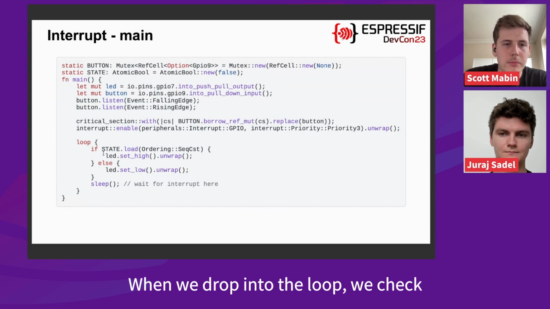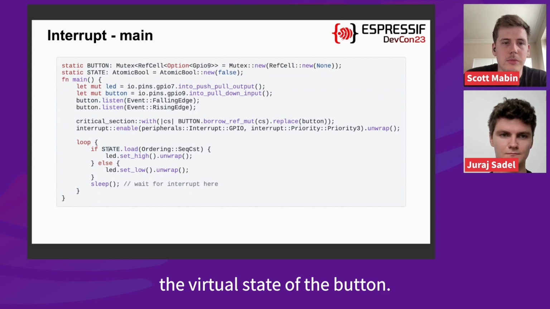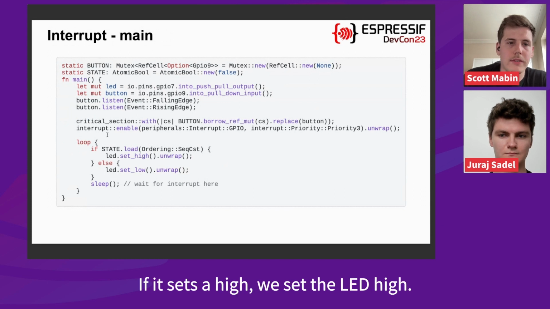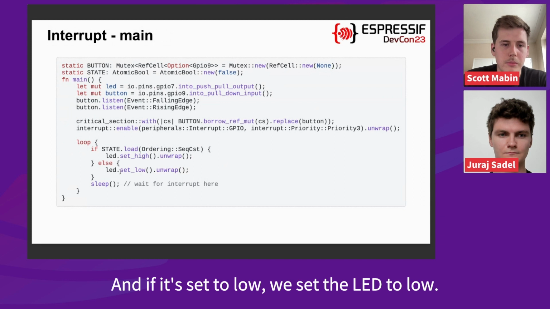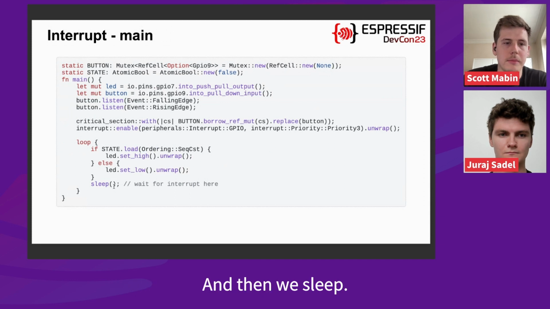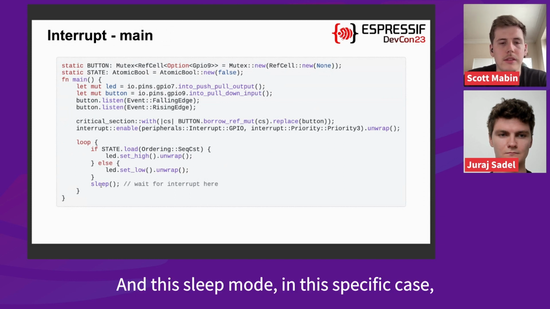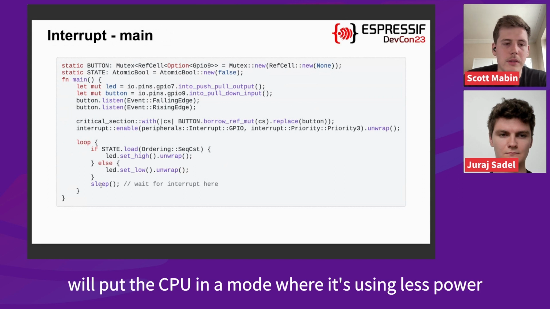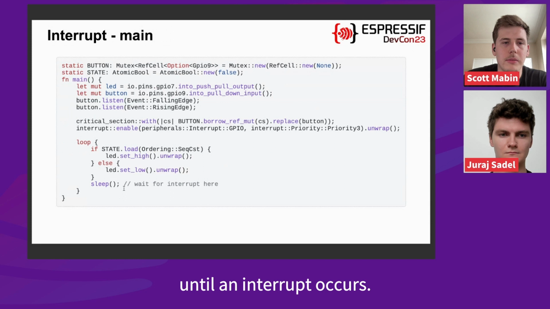When we drop into the loop, we check the virtual state of the button. And if it's set to high, we set the LED high, and if it's set to low, we set the LED to low, and then we sleep. And this sleep mode, in this specific case, will put the CPU in a mode where it's using less power until an interrupt occurs.